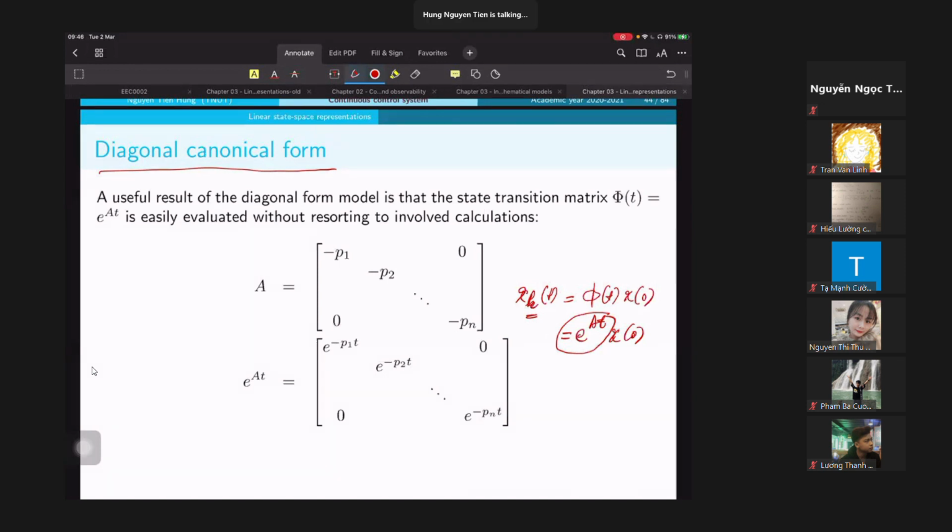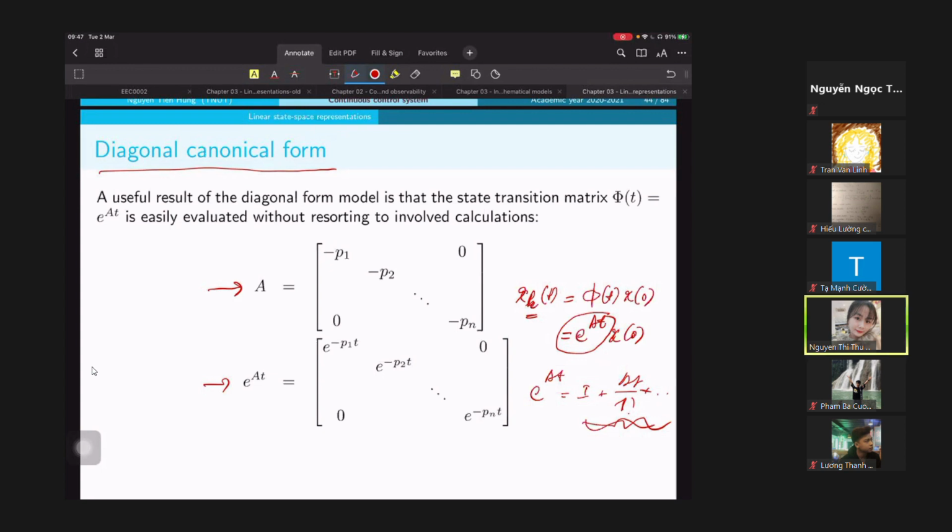Okay, so normally we present e to the power of At as I plus At and so on, divided by a factorial, plus something like this. This is not so easy to calculate. But if we can represent A in this form, then we can find it easily like this. So that's the reason why we try to get the diagonal canonical form.